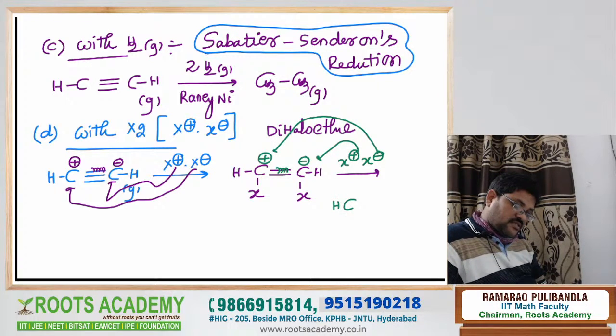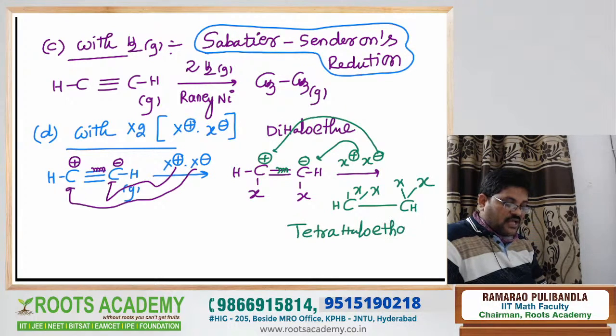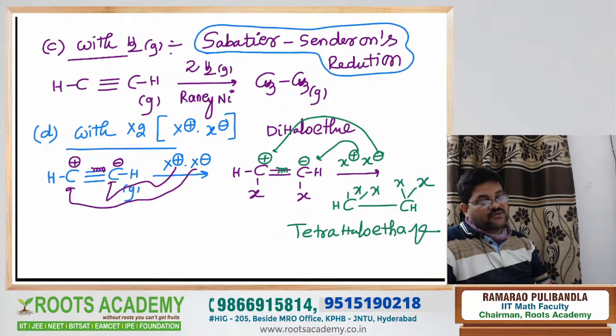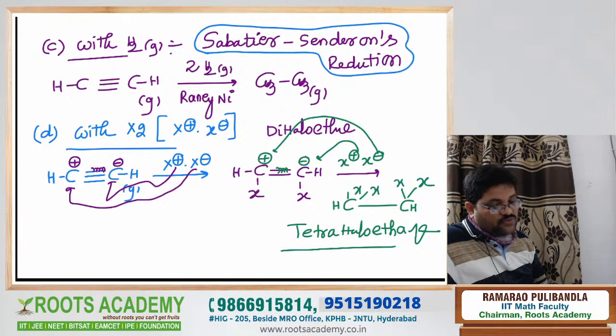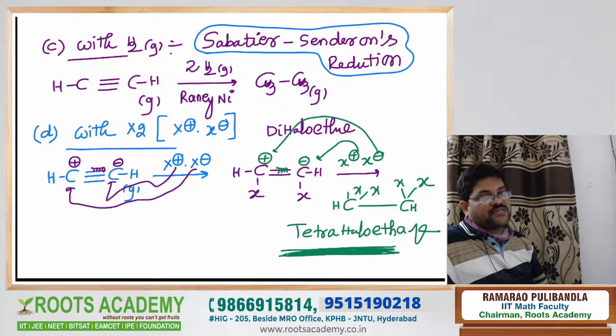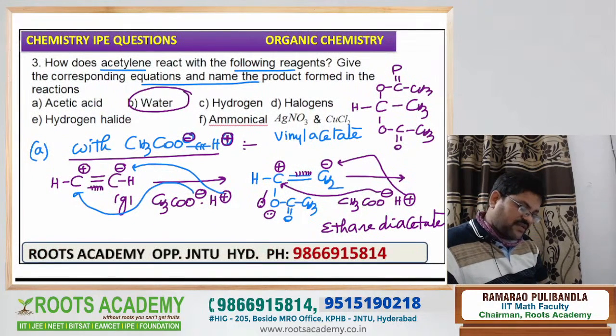You get CHX2 single bond CHX2. This is called tetrahaloethane. Tell me, what is forming? Tetrahaloethane is forming. Simple logic, no confusion. Simple explanation: this is the reaction with X2 gas. So when reacting with X2 gas, what is forming? Tetrahaloethane is forming. Any doubt? Understood what I am saying? Very good. So that is completed. Chemistry is very easy, not so difficult.